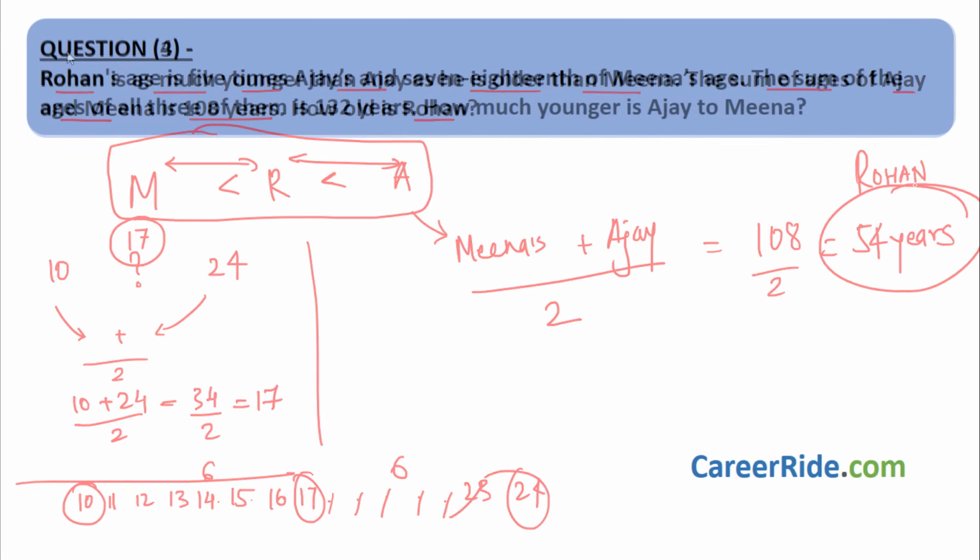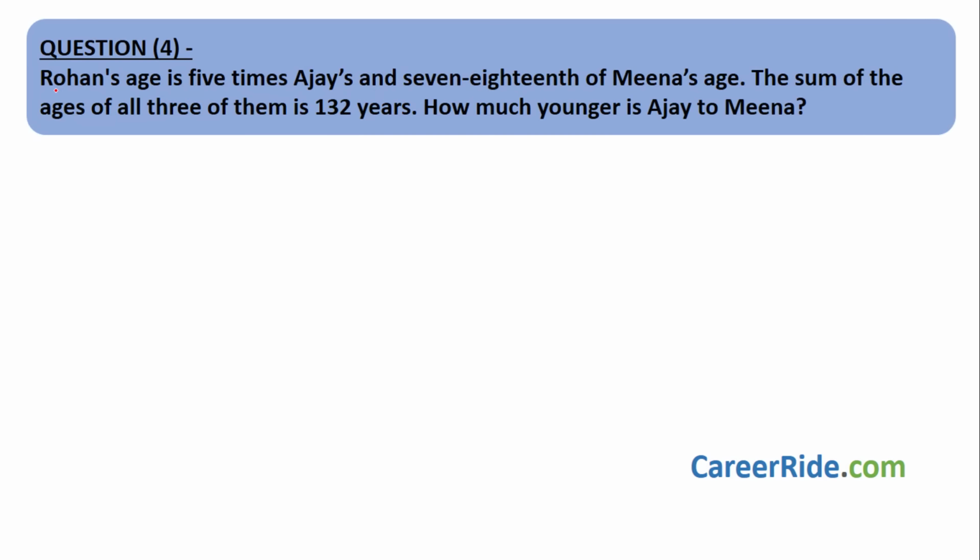Moving on. Question number 4. Rohan's age is 5 times Ajay's and 7/18 of Meena's age. The sum of the ages of all three of them is 132 years. How much younger is Ajay to Meena? Again an easy sum. Let us assume that Ajay's age be a years. So what would be Rohan's age? It would be 5a years, right?